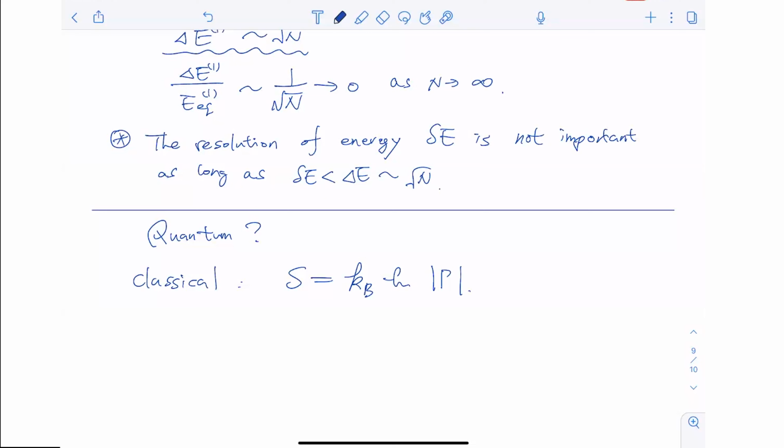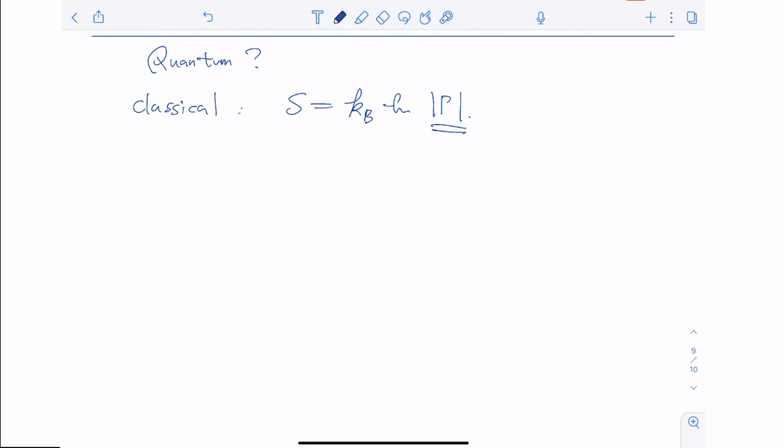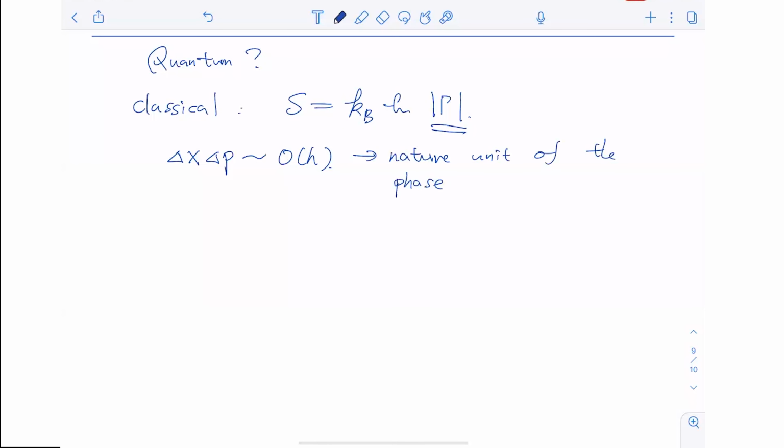But in fact, this phase space volume actually depends on how you define the unit of your volume. Okay, because at the classical level, actually there's no lower bound of the product of x and p. But in the quantum level, we have an uncertainty principle. That's basically, this thing is of order h, where h is the Planck constant. And this gives us the natural unit of the phase space volume.